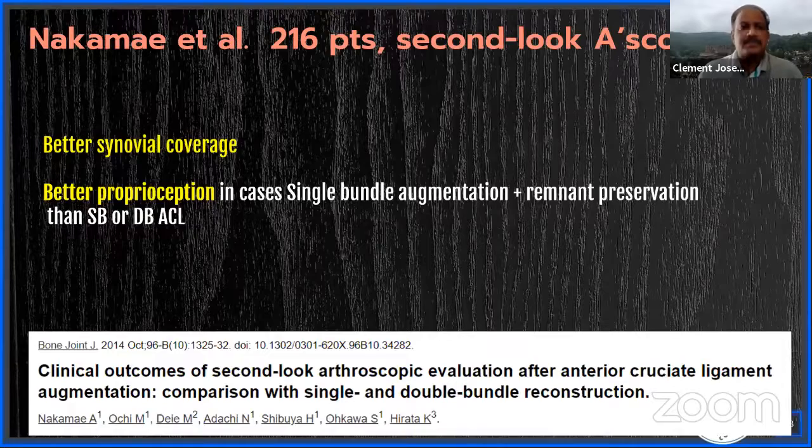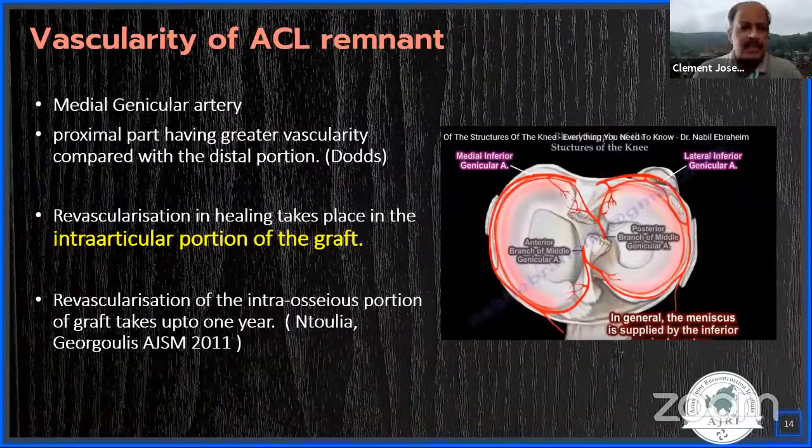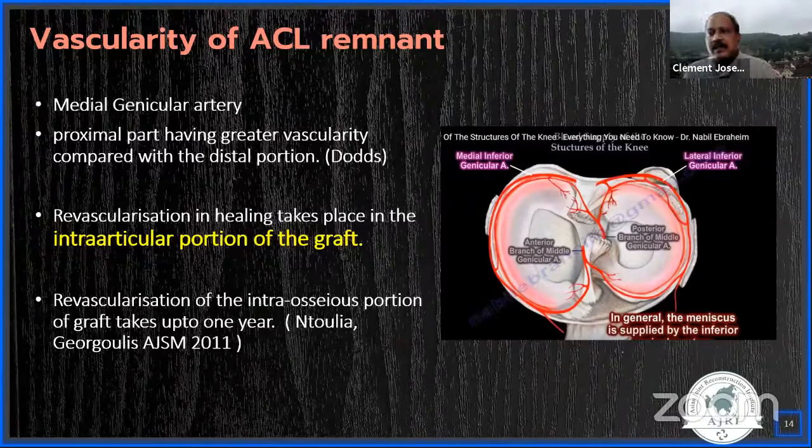So this is the blood supply of the ACL, and the study by Georgiolis has pointed out, using MRI analysis of healing ACL graft, that the revascularization of the intra-articular portion of the graft takes place early. Within a few months, the vascularization is complete, whereas the revascularization of the intra-osseous portion takes a very long time, even up to 1 year. So you can infer from this finding that the structures within the joint, like the ACL remnant, can contribute to the revascularization of the ACL graft in a healing scenario.